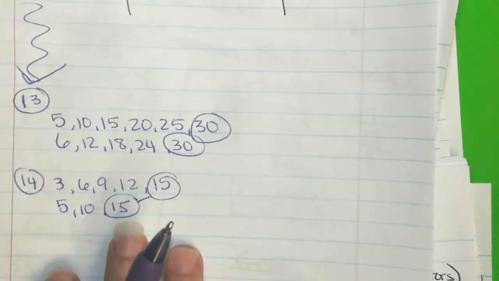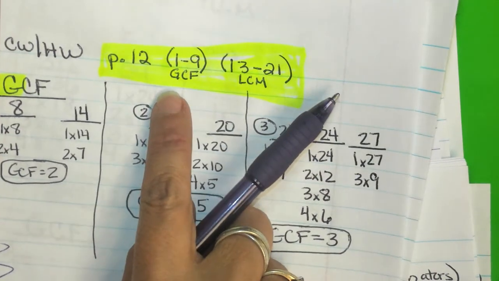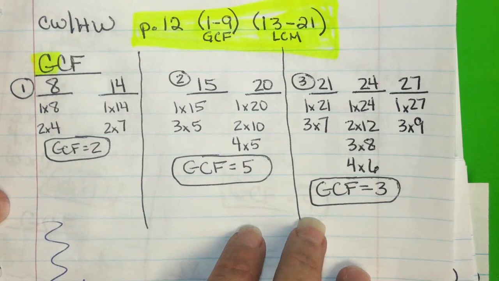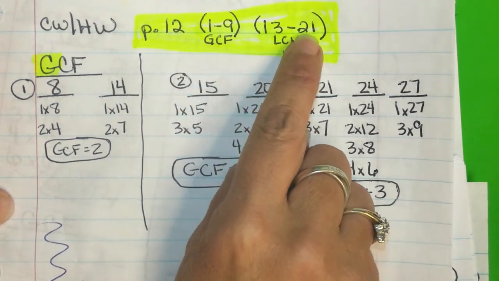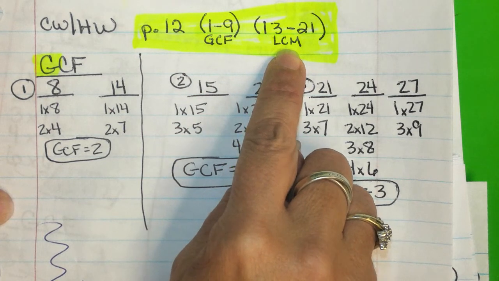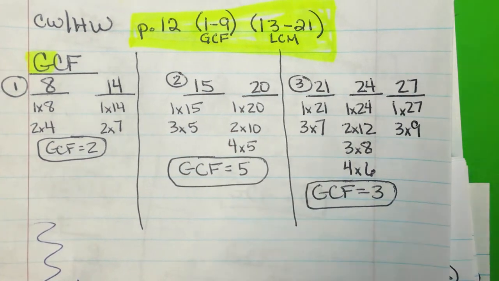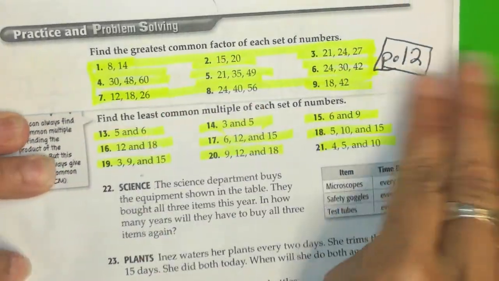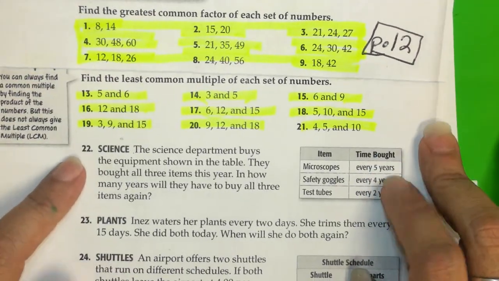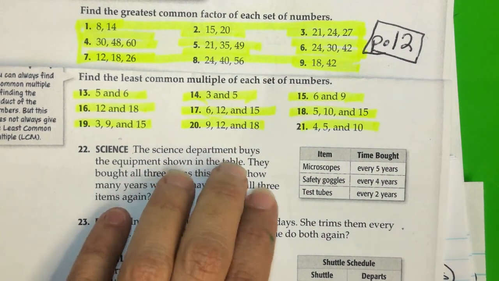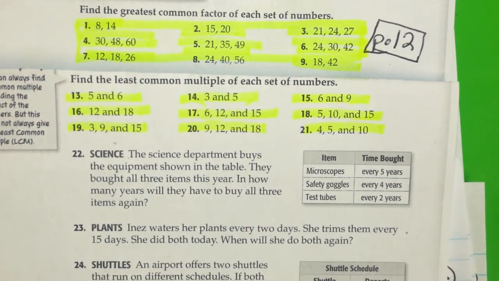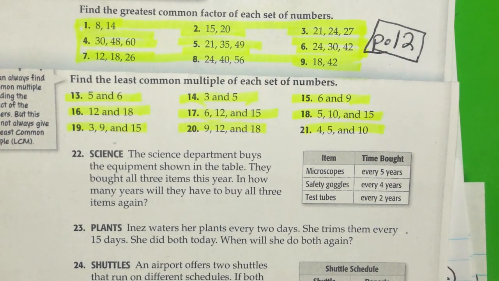Okay, so your assignment tonight is page 12, right out of that red textbook that we barely touched. 1 through 9 is GCF, 13 through 21 is LCM, and here it is one last time if you need it, a picture out of the book. That is the actual picture out of the book. Tomorrow, I'm checking it. 18 problems. I think I gave you half of them. Good luck.